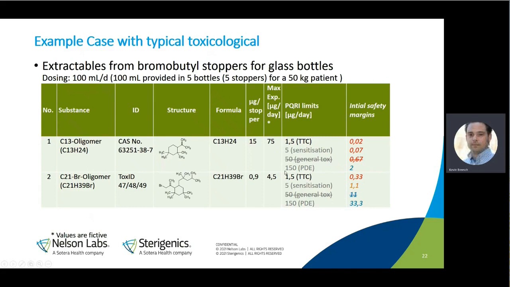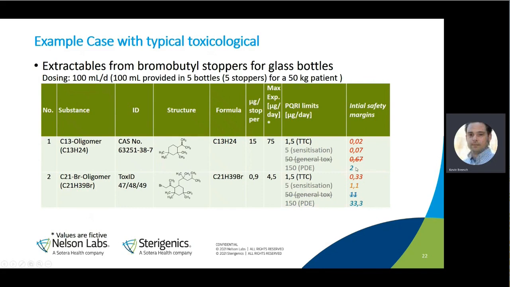This is for information purposes only. This 150 might not be true. But imagine you can justify 150 micrograms a day as being a safe dose. Then your safety margin becomes 2. So then you can qualify this compound.